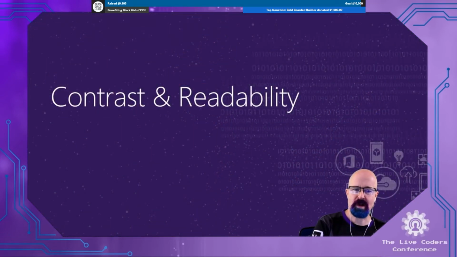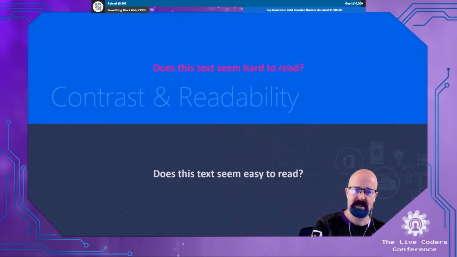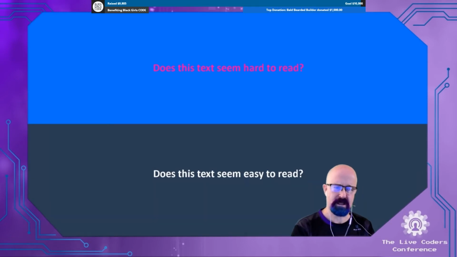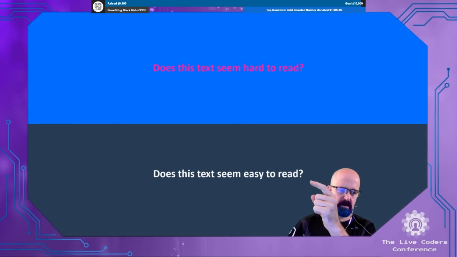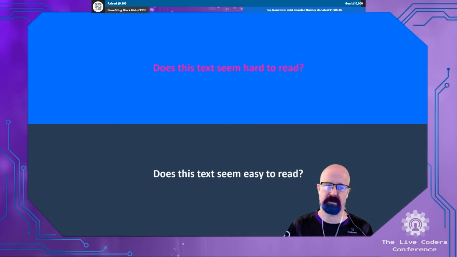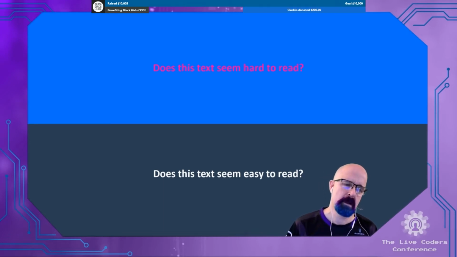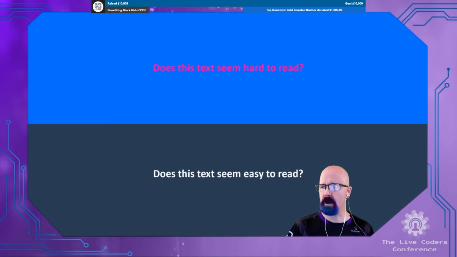Let's talk about contrast and readability next. The question here on this slide is, does the text on top seem hard to read, and does the text right over here to my left seem easy to read? And if it does seem that way to you, then the question is why? Let's look at what happens when we remove color from the picture.